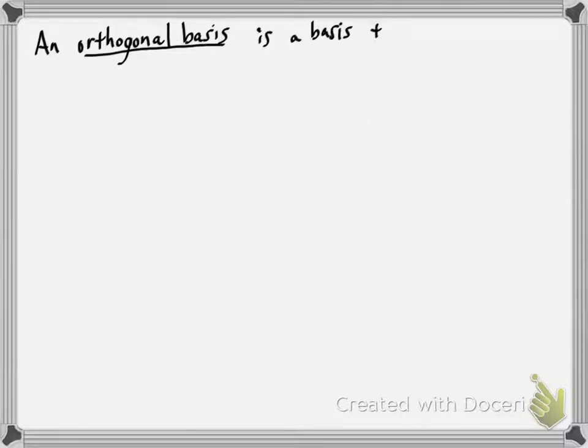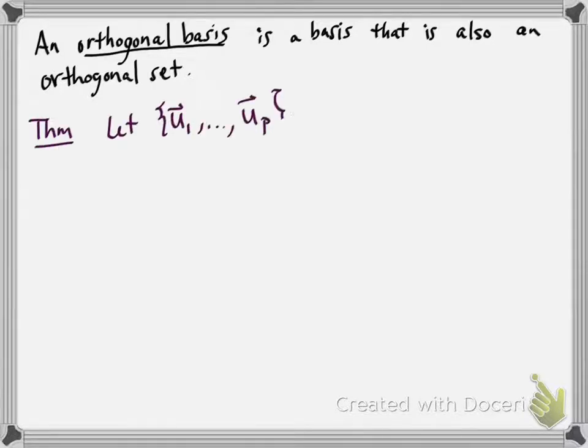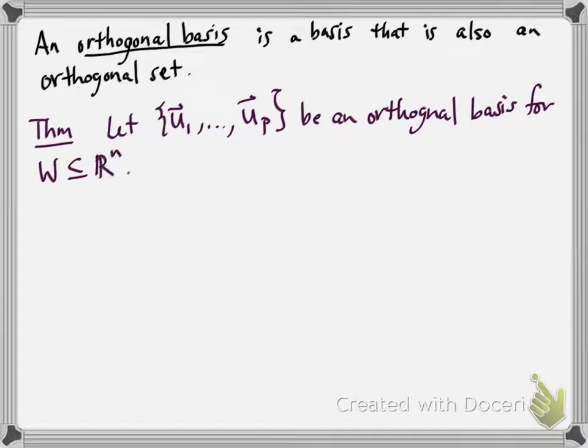Okay. An orthogonal basis is a special kind of basis for a subspace. It's a basis that's additionally an orthogonal set. And these things are very nice, right? An orthogonal basis is nice in the sense that it's easy to compute the coordinate vectors if you're using an orthogonal basis. And so it's easy to express vectors in terms of an orthogonal basis.